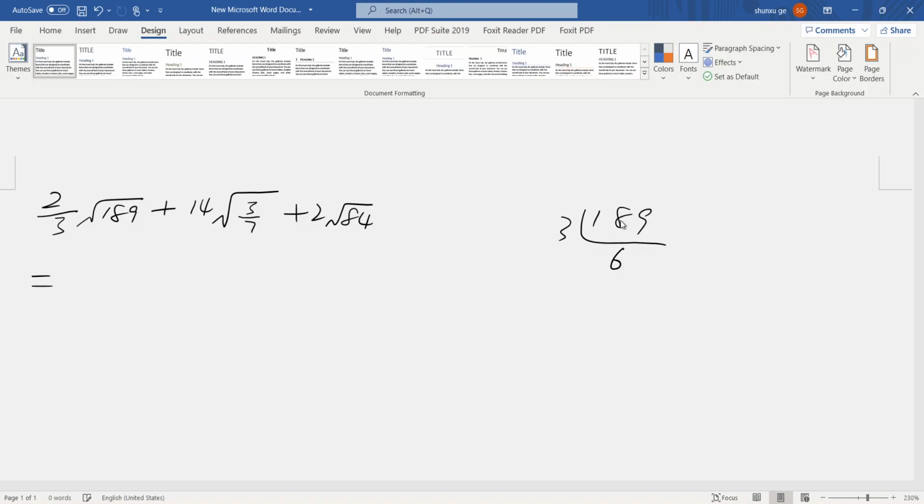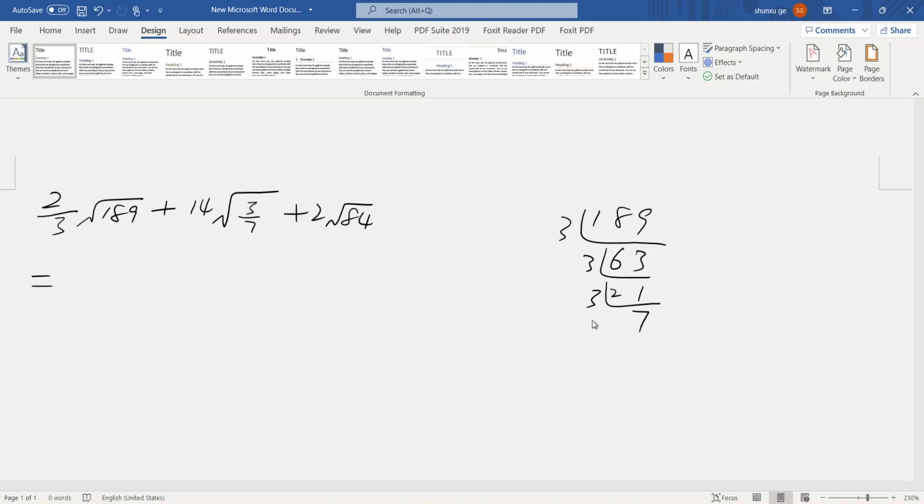So 3, here 6, 3. Then the last number is 3, so we can divide 3 again. 2, 1. Then we can do that. 3, 7.